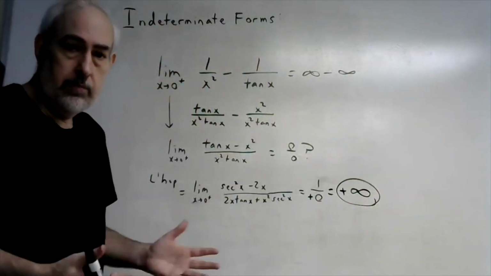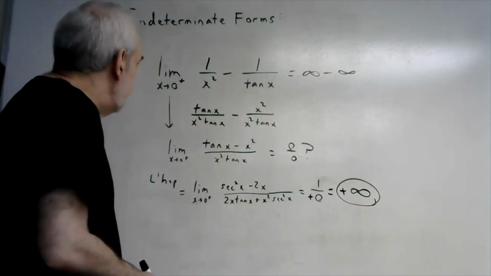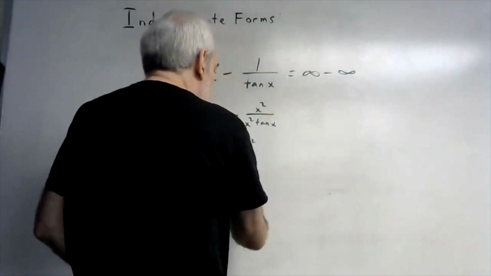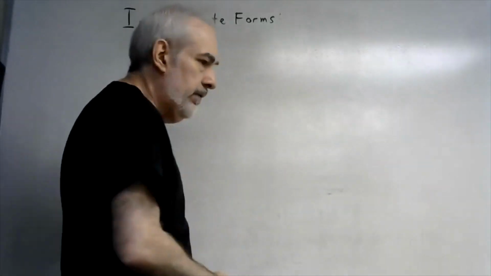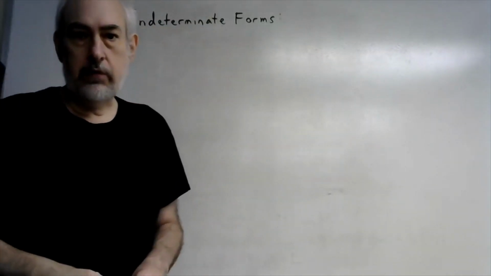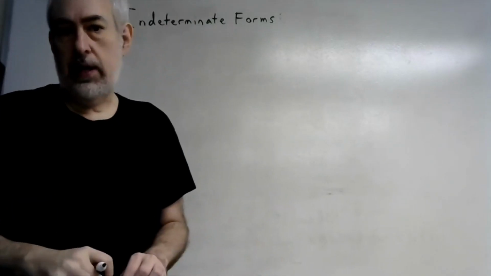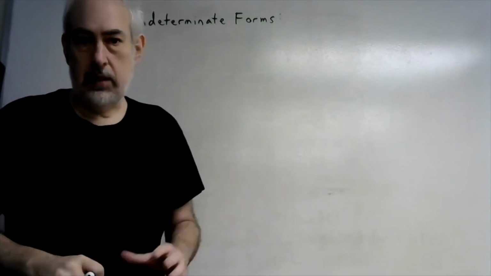Okay, so that's our answer, positive infinity. Those were examples of 0 times 0 and infinity minus infinity. And both of those were just straight up turning the equation into a fraction and then applying L'Hopital's rule.